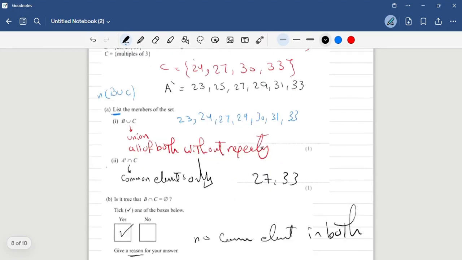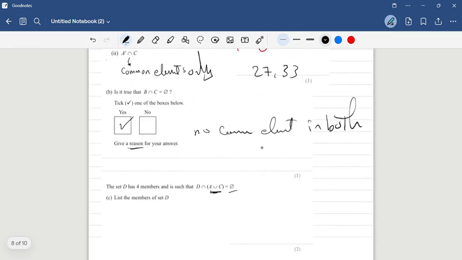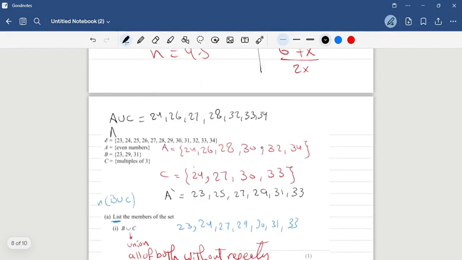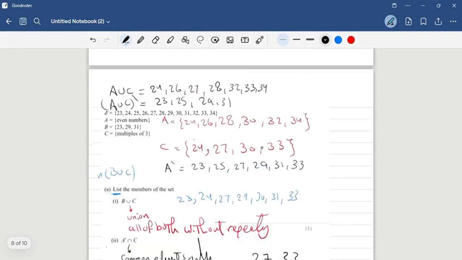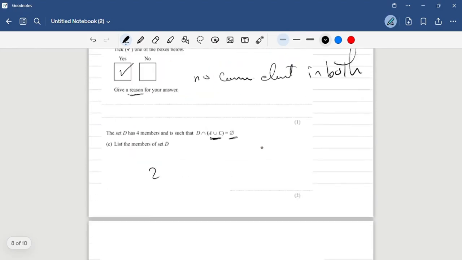Of course, he asked that the intersection of both would be phi, so I need A union C dash, right? So A union C dash would be like 23, 25, 29, 31. So this would be the answer: 23, 25, 29, 31. You understand this part? Is there anything hard about this one?